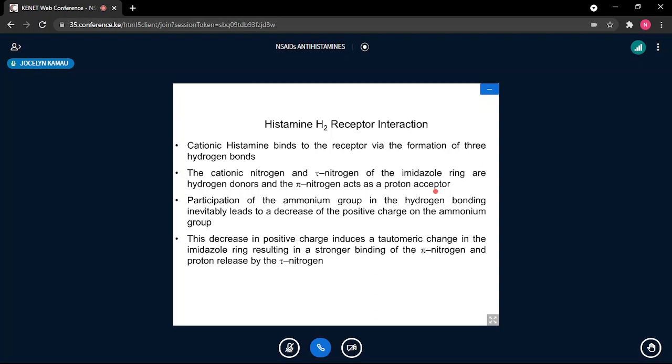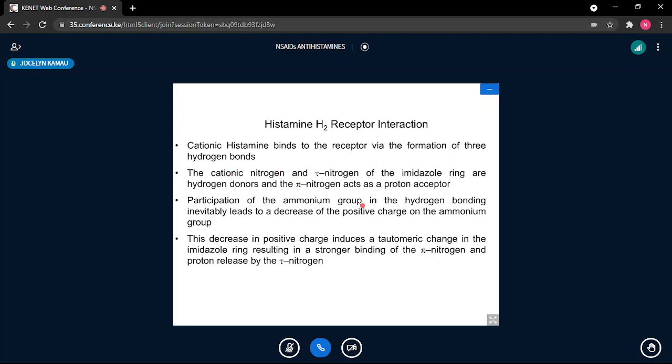Again, it is the one donating the hydrogen, and you bind through hydrogen bonds. So that's why we are saying it can bind through three hydrogen bonds: the nitrogen of the imidazole, the pi nitrogen, and also the cationic nitrogen.